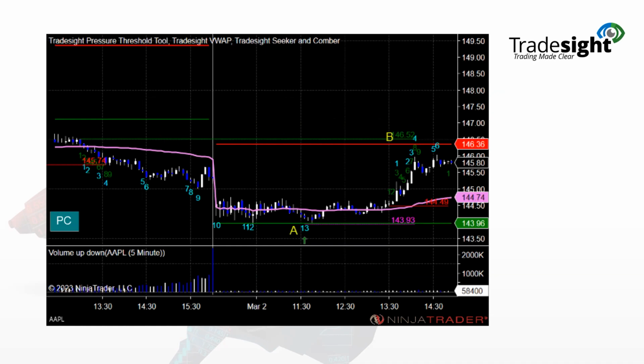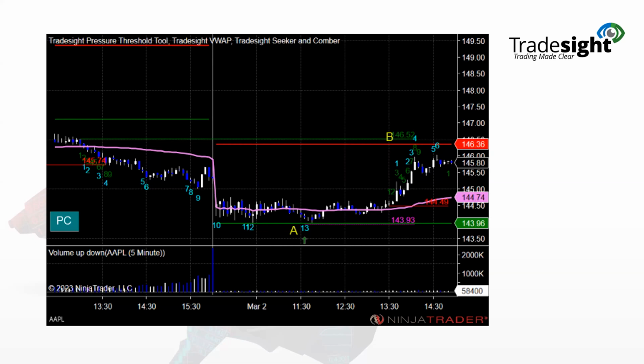So again, the 13 is the exhaustion signal either direction. In this case, if you look at point A, this is Apple. And again, focus on the right 60% of the chart, which is the current day. We've got the pressure threshold up at the red line, which is 146.36. The lower line, the green line, is 143.96.